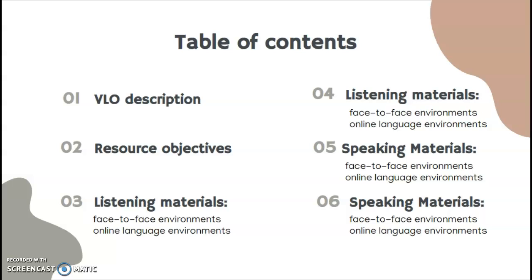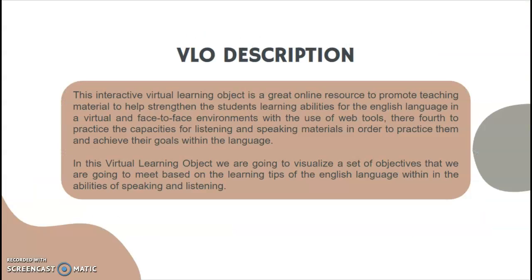Therefore, the next table of contents is a description that we are going to see based on this virtual learning object: the resource objectives, listening materials, and speaking materials that have to do with face-to-face environment and online language environment for our students. So first of all, we are going to continue with the virtual learning object for the English language. This interactive virtual learning object is a great online resource to promote learning material to help strengthen the students' learning abilities for the English language in a virtual and face-to-face environment with the use of web tools.